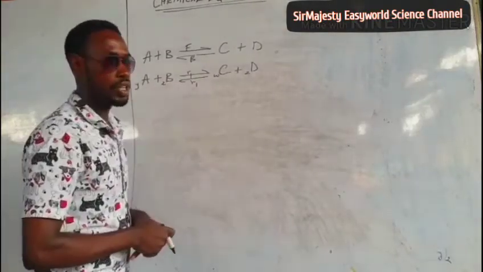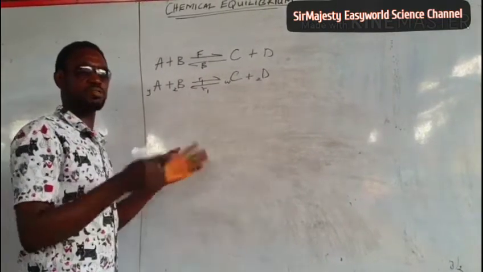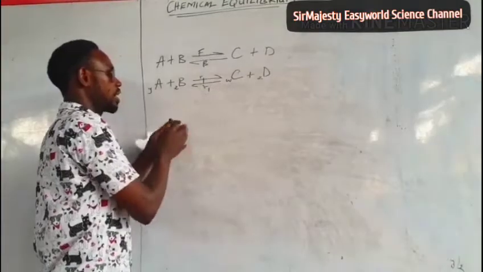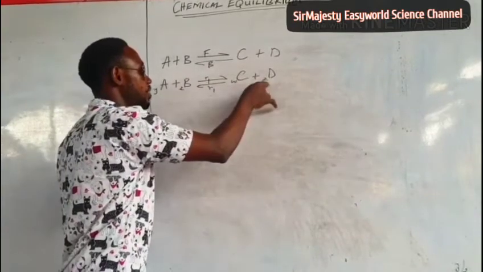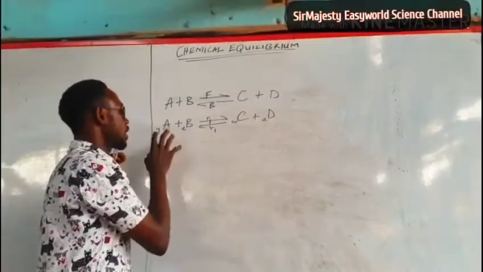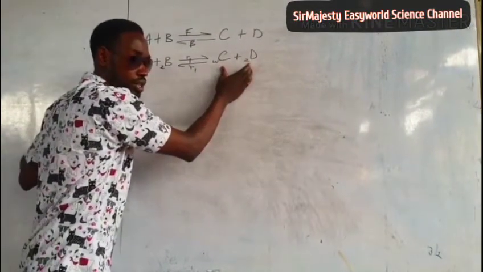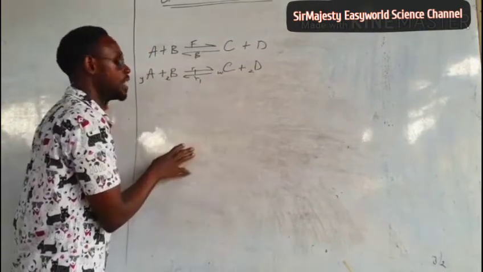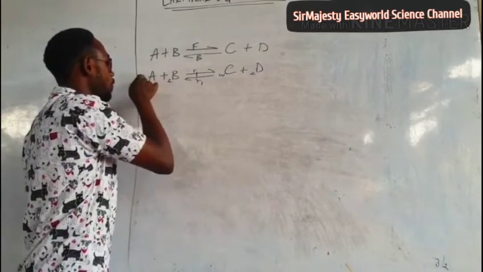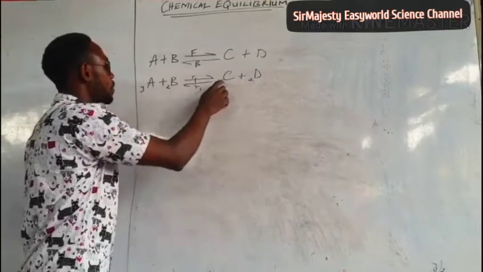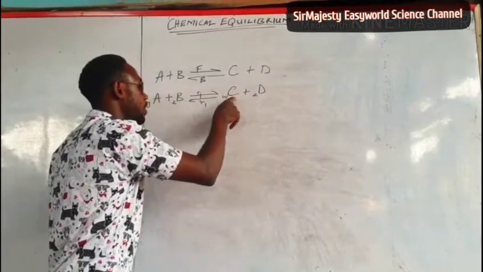According to the law of mass action, the rate of a chemical reaction is directly proportional to the active masses of the reactants. Looking at this equation, A plus B are the reactants for the forward reaction, whereas C plus D are the reactants for the backward reaction. This means each substance can serve as a product and also as a reactant, depending on the direction you are considering. According to the law of mass action, the rate at which A and B combine depends on the concentrations of A and B, and the rate at which C and D combine to give A and B depends on the active masses, that is the concentrations of C and D.